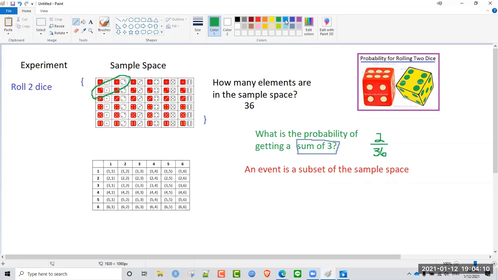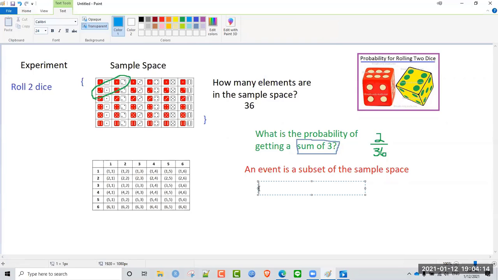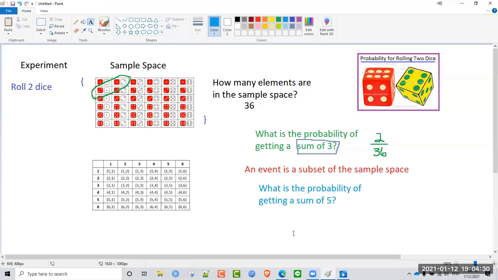Okay, let's try another one. Let's try this one. What is the probability of getting a sum of 5? Okay, so first of all, let's identify the event in this question. So how about Kawabata? Can you tell me what the event is in this question?